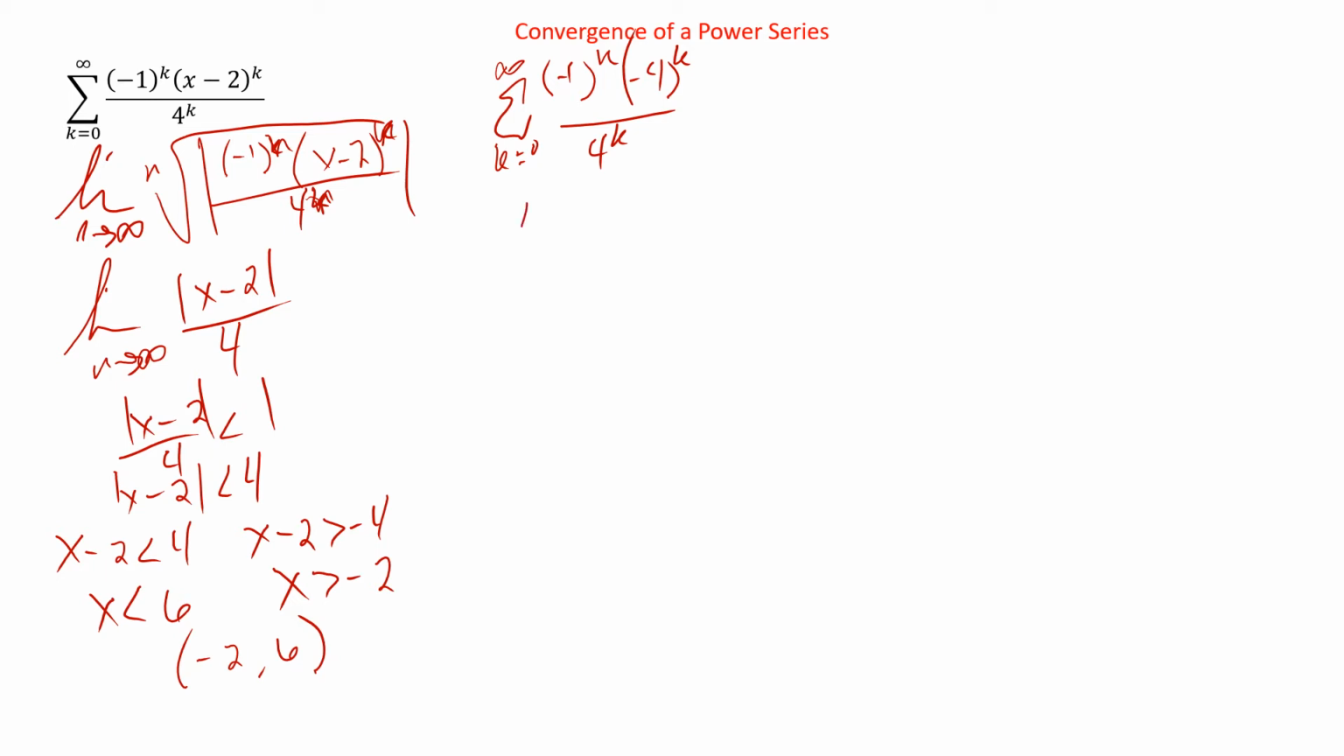This is just going to be the sum from k equals 0 to infinity of 1, which diverges, because it'll be 1 plus 1 plus 1 plus 1 plus 1. It's just going to keep getting bigger. So this diverges.